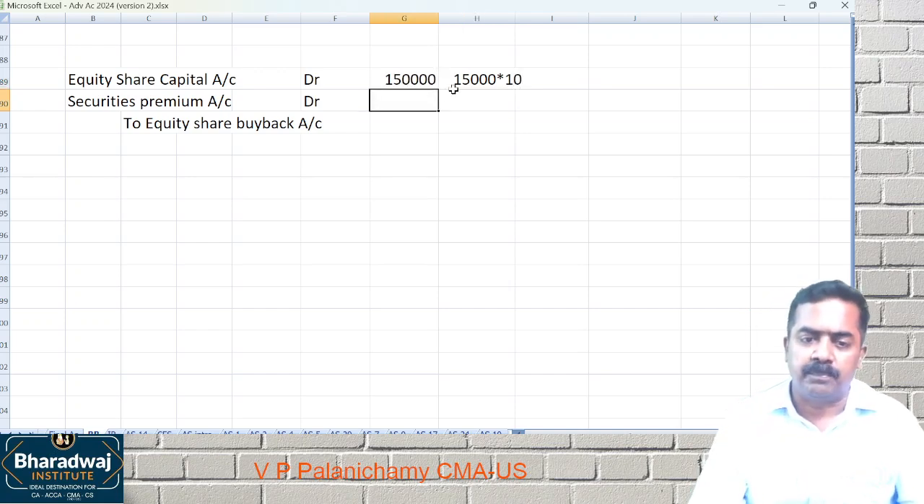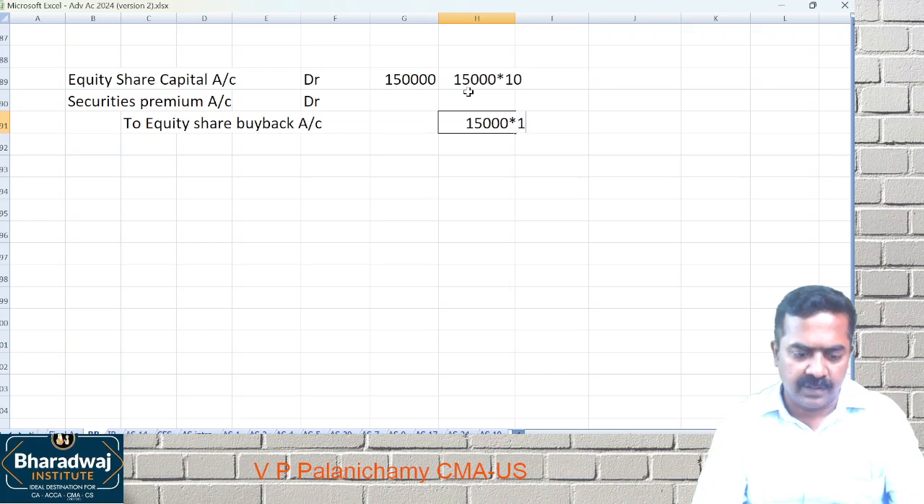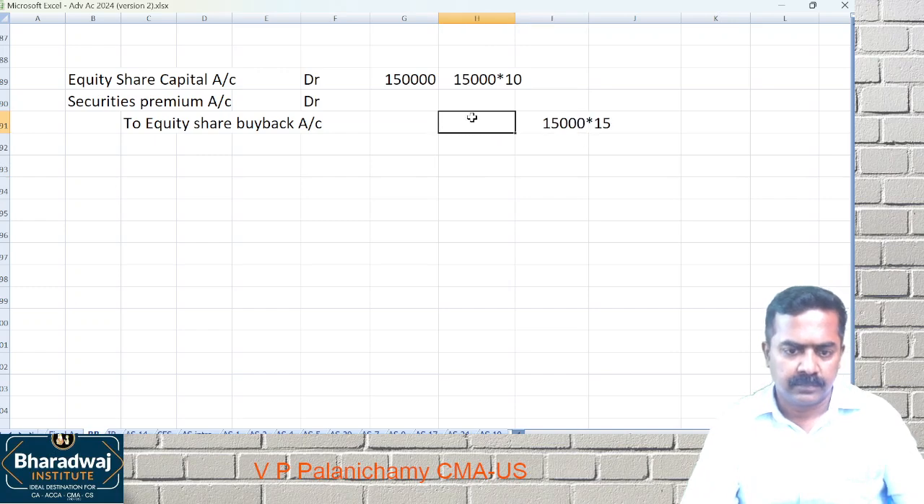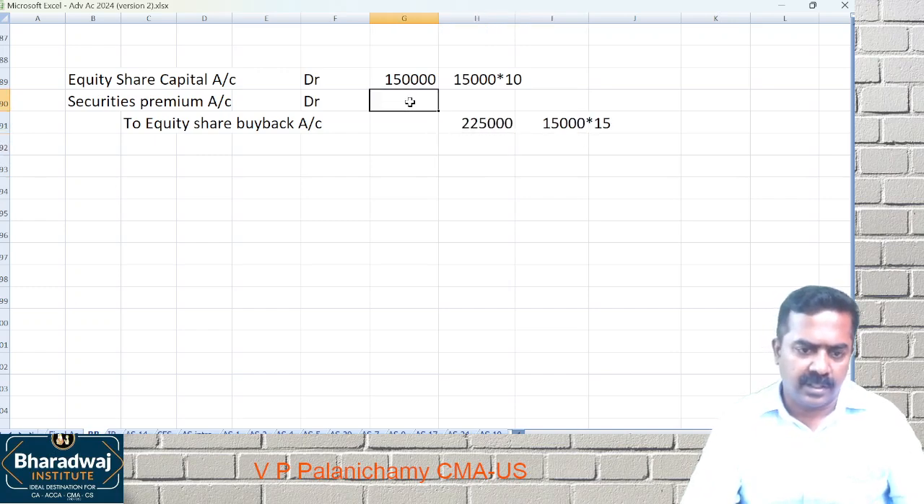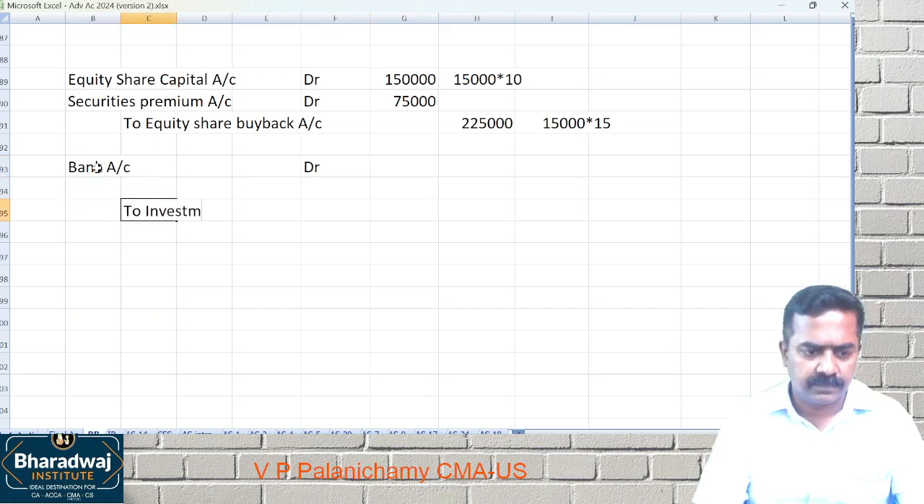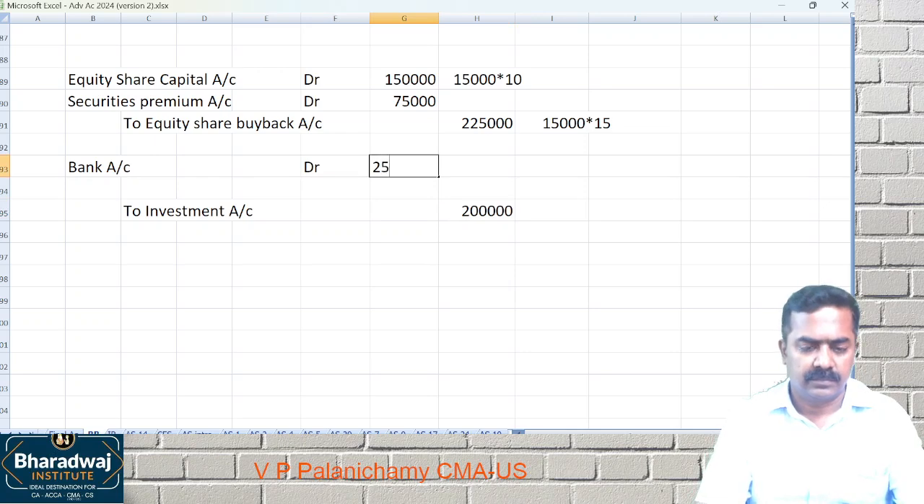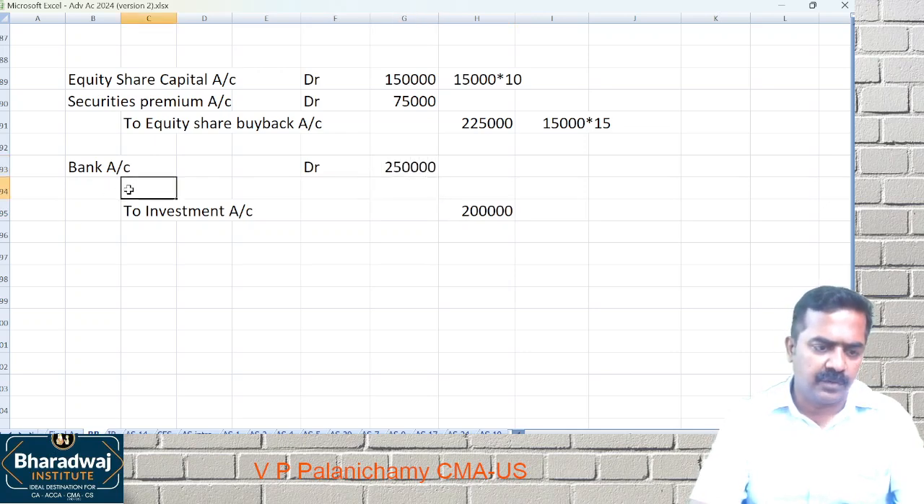Are we going to buy at a premium of 15, or is the amount paid 15? The amount paid is 15. 15,000 into 15, how much will you pay? 2,25,000. The excess amount can be adjusted against securities premium. Then investments are sold. Bank account debit, to which account? See how much the value of the investment is, and how much the bank account debit is. The balancing figure will be transferred to which account?